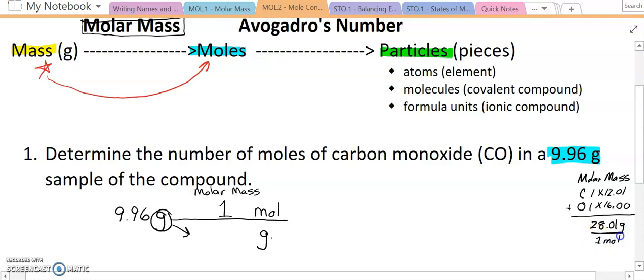But I don't have to worry about do I multiply or do I divide here, because if I have 1 mole on top and it's a 1 that goes with mole, the only place I have left to put my 28.01 is going to be down here. Let's get a 1 here.